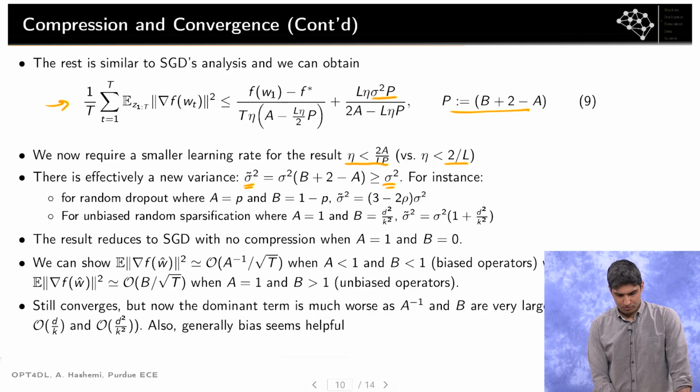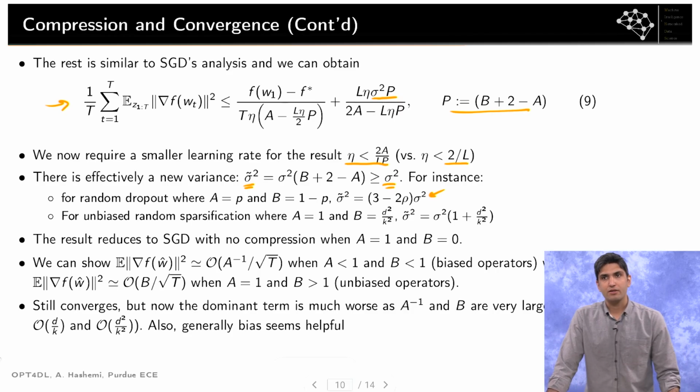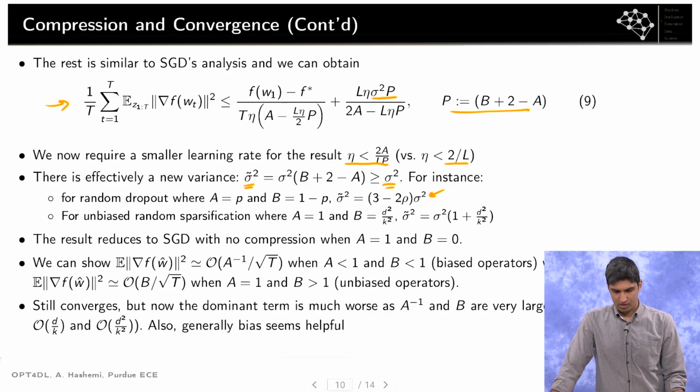Okay, and again, what is this variance? For two examples, random dropout and unbiased randomized sparsification, we can calculate this precisely. For the random dropout case, this variance is something like (3 minus 2p) times sigma squared. So let's say that p is very small, let's say 0.1. That basically means that I only communicate on average 10% of the time. Therefore, the new variance is roughly 3 times the old variance.